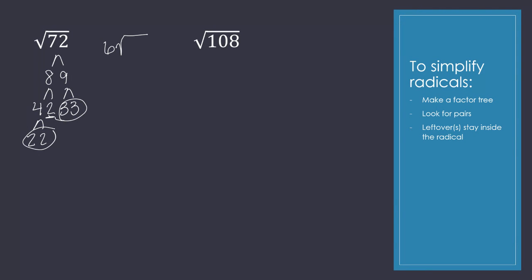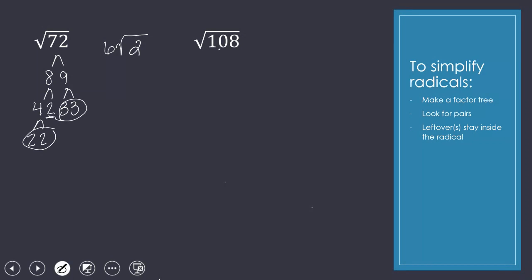So anytime you have more than one pair, multiply those numbers together. I mean, it could be 2 times 3 times 5 or whatever you have pairs of. Multiply them together. That's what comes outside. Again, any leftovers, in this case 2, stay inside. If you have more than one leftover, you multiply those as well.